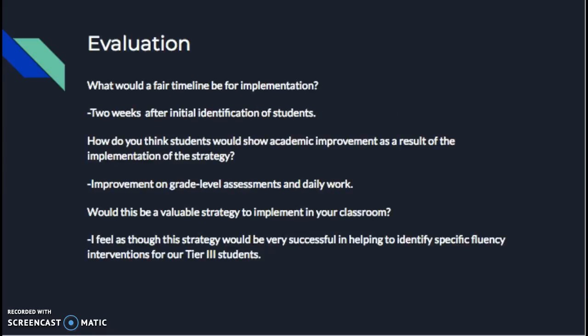What would a fair timeline be? I would say about 2 weeks after the initial identification of the students, because there's not really a lot of prep, just the training of the interventionist using the program. And how do you think students would show academic improvement as a result of the implementation? I believe they would improve on grade level assessments and in their daily work, because this was just to provide intervention for math fact fluency. So really, unless there's a specific test used for that in your school, I would think you would be able to see the improvements on their grade level assessments.